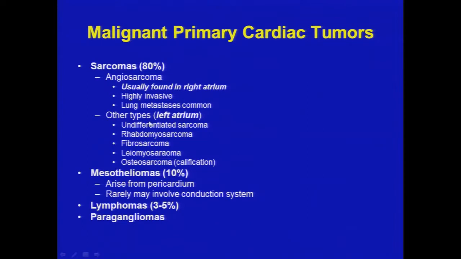Other types of sarcomas more commonly involve the left atrium, including undifferentiated sarcomas, rhabdomyosarcoma, fibrosarcoma, leiomyosarcoma, and osteosarcoma, which characteristically may appear to be calcified. Mesotheliomas comprise 10% of malignant tumors, and lymphomas are very rare. Primary cardiac lymphomas are very rare, comprising 3 to 5%.